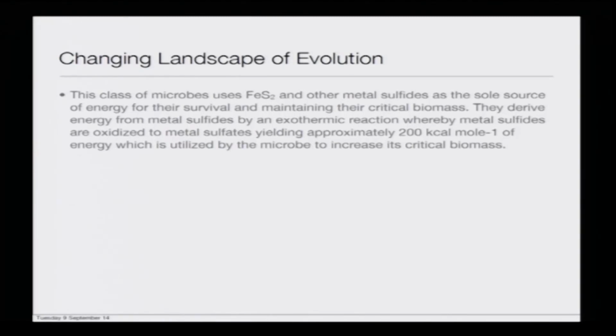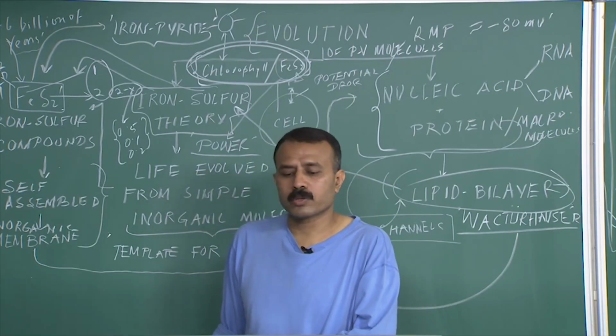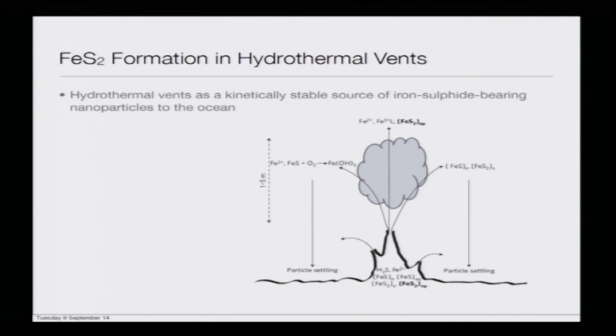The class of microbes uses FeS2 and other metal sulfides as the sole source of energy for their survival and maintaining their critical biomass. They derive energy from metal sulfides by an exothermic reaction whereby metal sulfides are oxidized to metal sulfates, yielding approximately 200 kilocalories per mole of energy, which is utilized by microbes to increase their critical biomass. So, as the landscape was changing, these microbes got lost into oblivion.